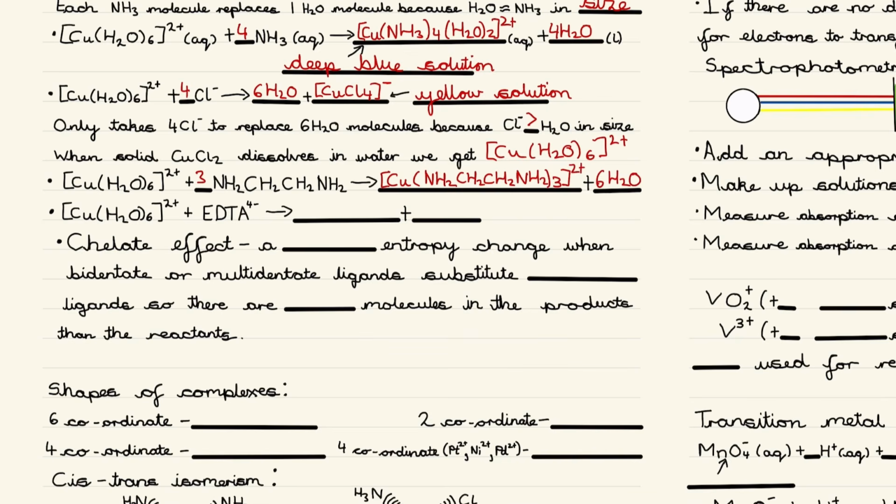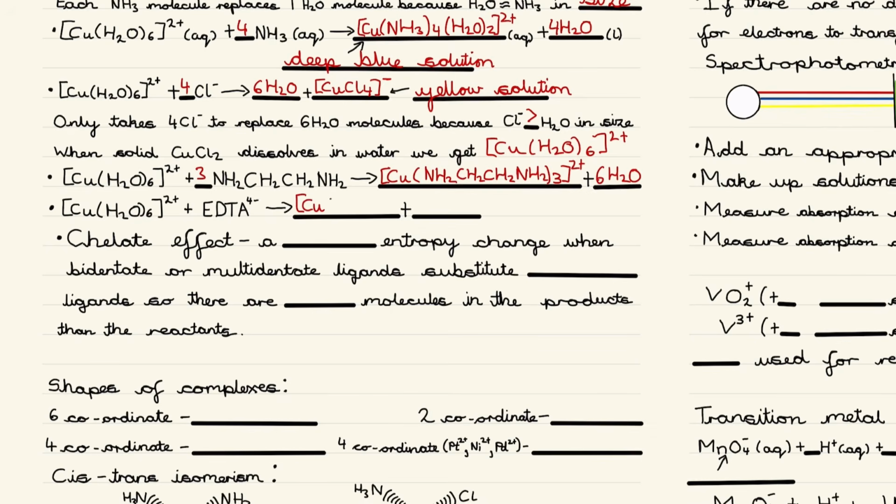Okay, and with EDTA, well, EDTA is a multidentate ligand and it forms 6 coordinate bonds. So we get, and notice here how the overall charge is -2. That's because the copper ion is a 2+, and the EDTA is 4-. So when we add them together, we get -2. And we're also left with 6 water molecules.